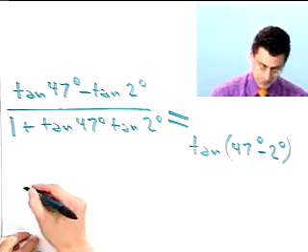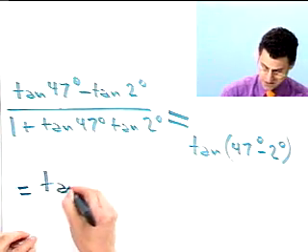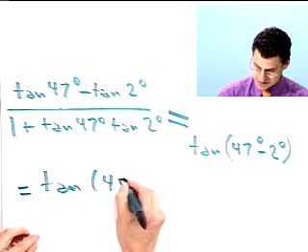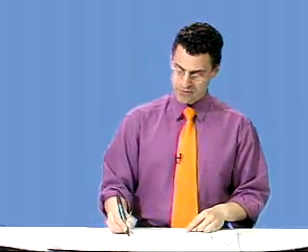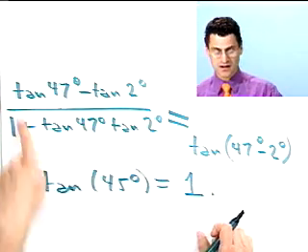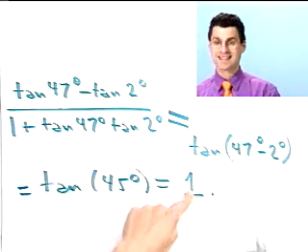So what is that? Well, that's just tangent of 45 degrees. And what's the tangent of 45 degrees? Well, remember, it's just sine of 45 degrees over cosine of 45 degrees. The sine of 45 degrees is the square root of 2 over 2. The cosine of 45 degrees is the square root of 2 over 2. So the square root of 2 over 2 divided by itself is 1. So in fact, the tangent of 45 degrees is 1. So this complicated expression turns out to exactly equal 1.